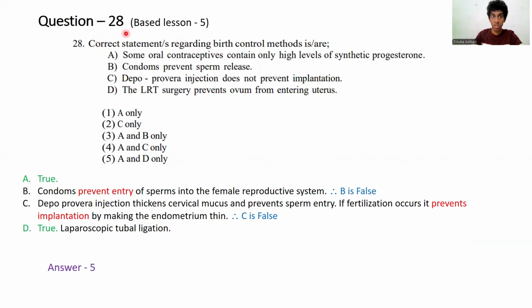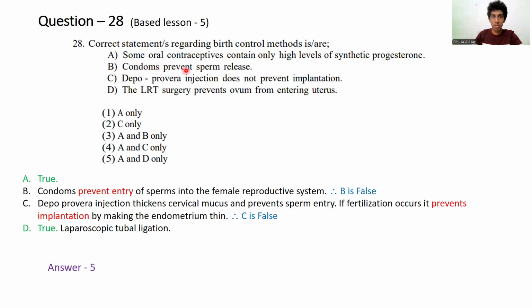Question number 28. It is based on the fifth lesson. Correct statement or statements regarding birth control methods is or are. A. Some oral contraceptives contain only high levels of synthetic progesterone. Yeah, that's true. Some oral contraceptives contain only high levels of synthetic progesterone, while most of the oral contraceptives contain high levels of both synthetic progesterone and synthetic estrogen.